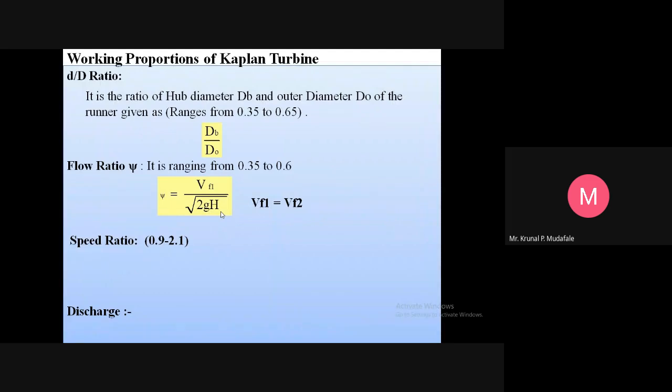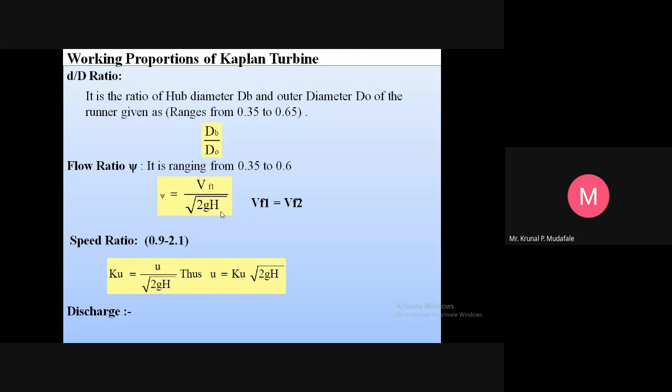Then the next, the second property of the Kaplan turbine, is the flow ratio. How can you find out the flow ratio? How much flow is happening, if I want to find the flow ratio in terms of velocity ratio, that is indicated by psi, and it is the ratio of VF1, the flow velocity, upon U, that is the square root of 2gH, the velocity of the periphery in terms of the head. So there will be VF1 equals VF2. If it is the same velocity, then the flow ratio is available, then the speed ratio.